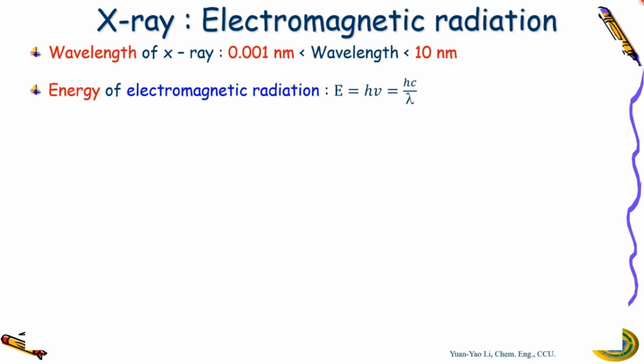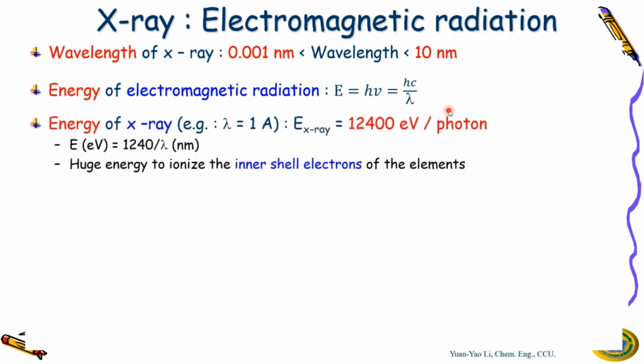If you use this equation to calculate the energy of the X-ray, for example, if the wavelength of the X-ray is 1 angstrom and you put this 1 angstrom into this equation, you will get the energy of the X-ray: 12,400 electron volt for 1 photon. Do you have any idea what the scale of this energy is? This is very huge energy.